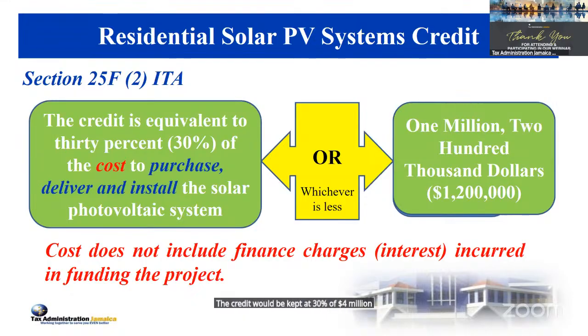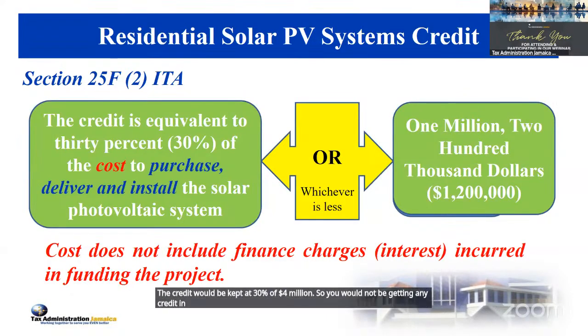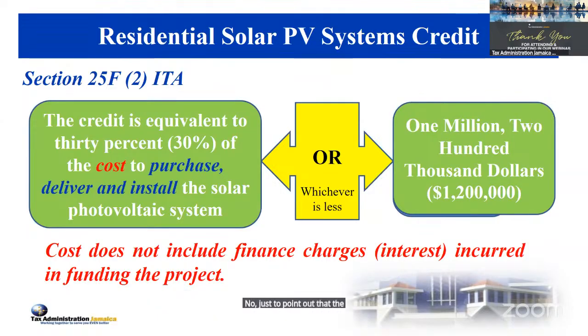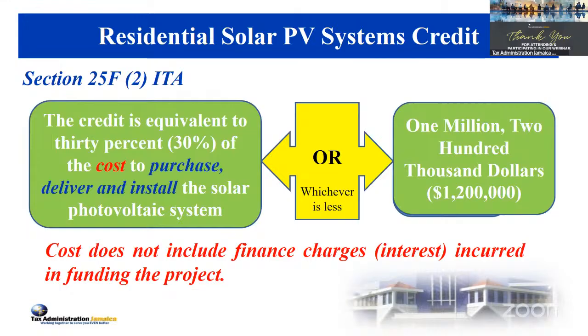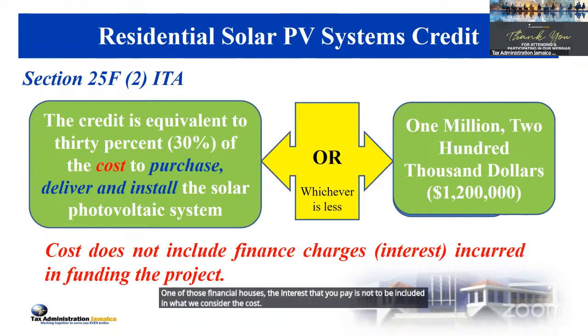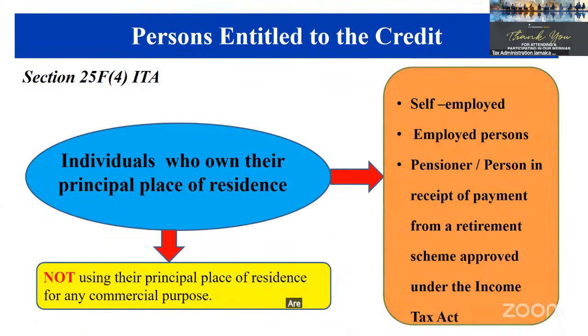So you would not be getting any credit in relation to the difference, which would be $2 million, the $2 million above the cap. Now, just to point out that the cost that we speak of does not include interest charges. So if you were to get a loan from one of those financial houses, the interest that you pay is not to be included in what we consider the cost.